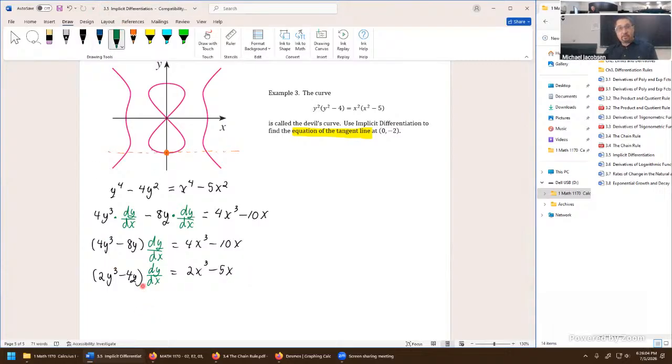Now, we almost have the first step on getting a tangent line equation. We need dy/dx, the slope at any point. So dy/dx is now equal to 2x cubed minus 5x, divided by that entire factor, 2y cubed minus 4y. So that's the first step whenever we're trying to get this equation of a tangent line. Any questions at all, folks? Getting the dy/dx on this term?